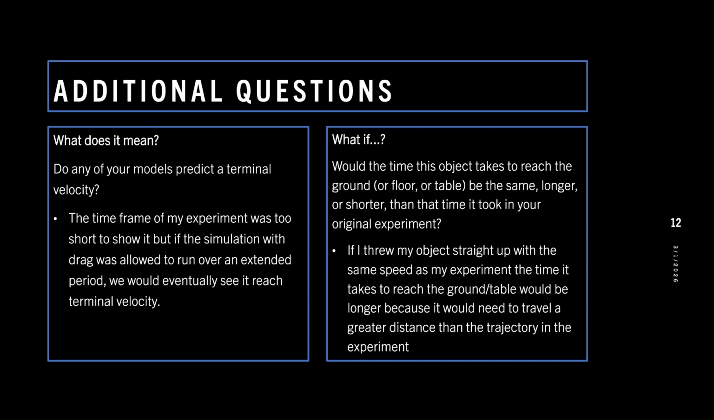And for my what-if question: would the time this object takes to reach the ground or floor be the same, longer, or shorter than the time it took in my original experiment? If I threw my object straight up with the same speed as my experiment, the time it takes to reach the ground, which in my case was the table, would be longer because it needs to travel a greater distance than if it just traveled the arc over the table like it did during my experiment.